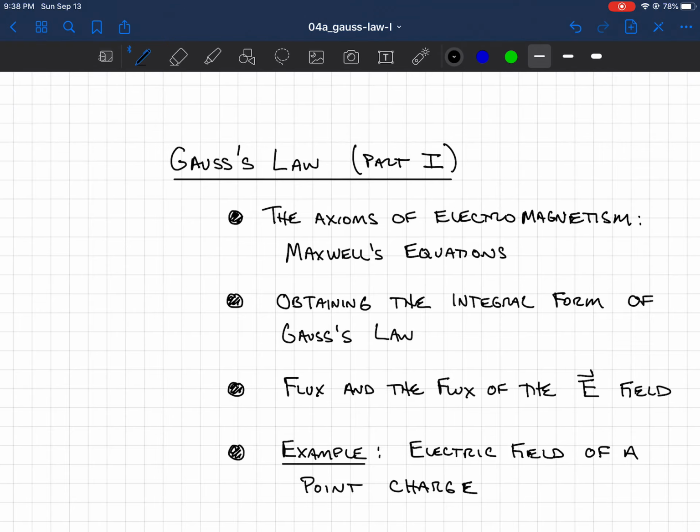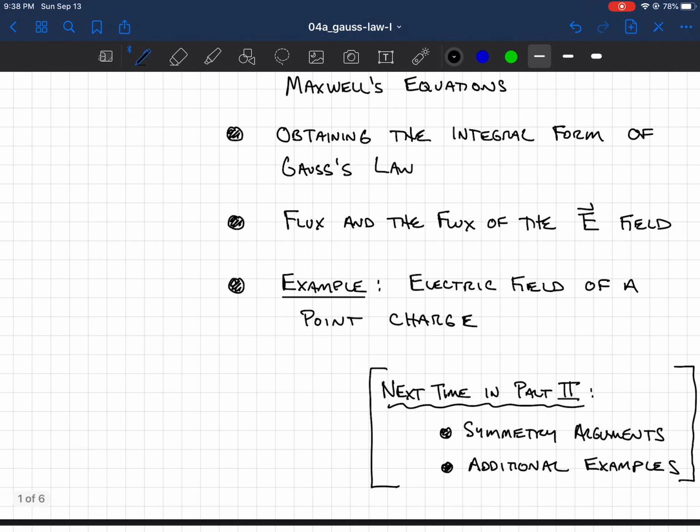Gauss's law. And in part two, we'll do a bunch more examples, but we'll also introduce the idea of a symmetry argument in terms of Gauss's law. We've already talked about this when we were doing the electric field of a continuous charge distribution, but it's really important for Gauss's law problems. But that's next time.